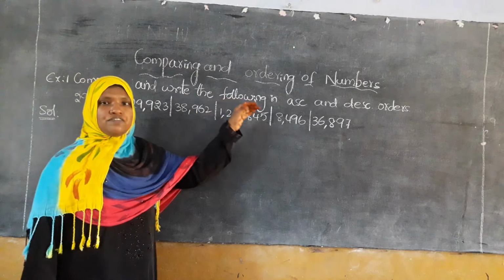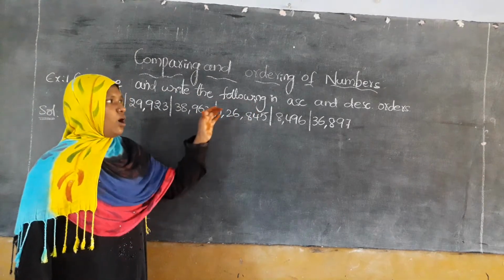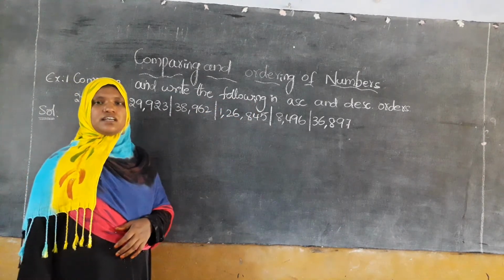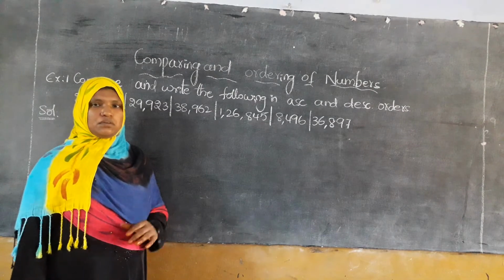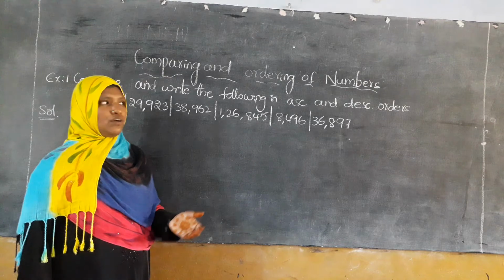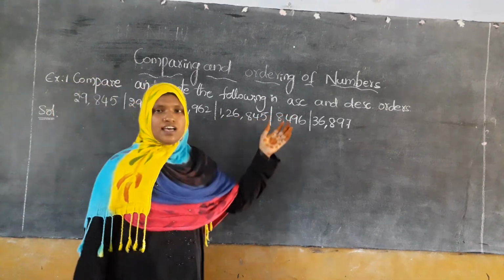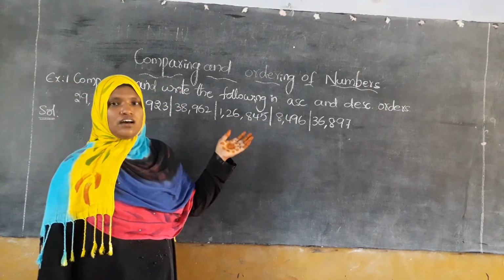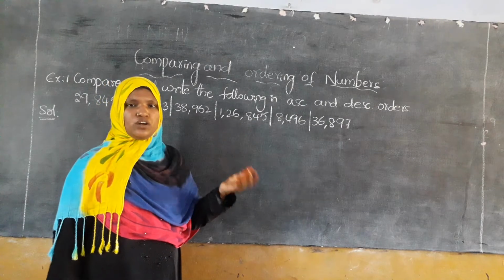Compare and ordering of numbers. That means comparing, that is, which is greater and which is smaller. After comparing that, we should arrange them either in ascending order or in descending order according to the question.